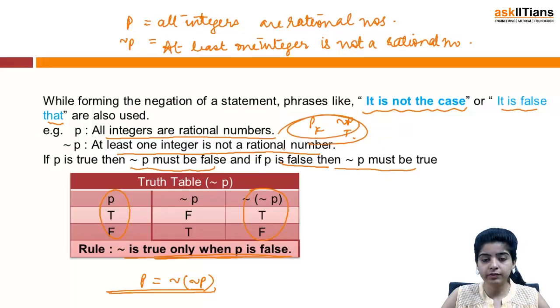So this was again a very simple concept, but yes, I would suggest you that whenever you are supposed to negate a particular statement, just go term by term, and you are more likely to reach the correct answer and less likely to commit mistakes.